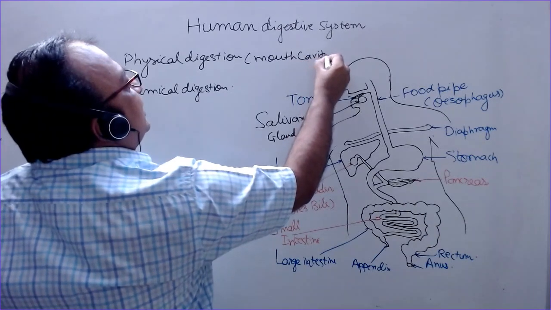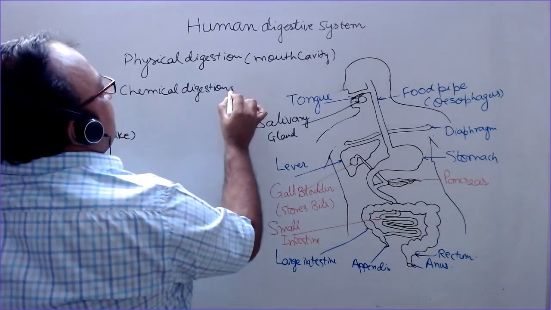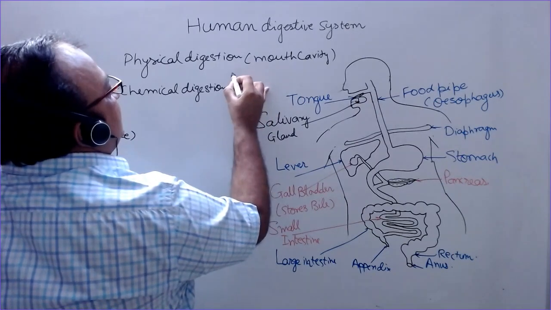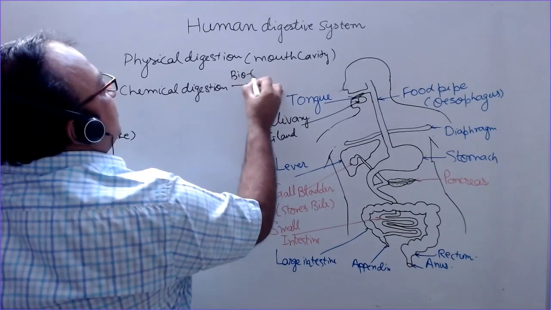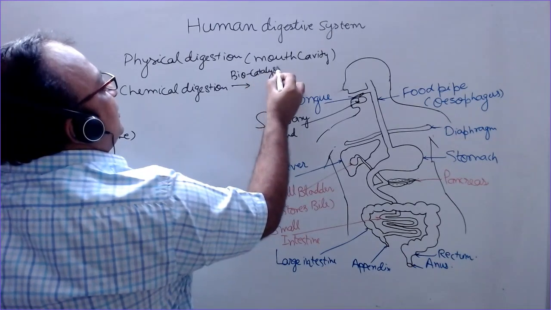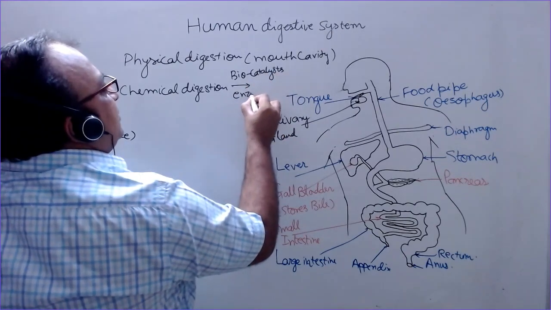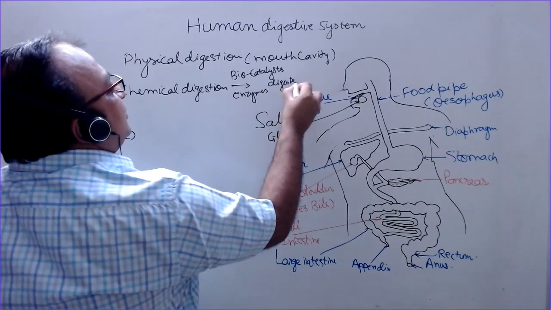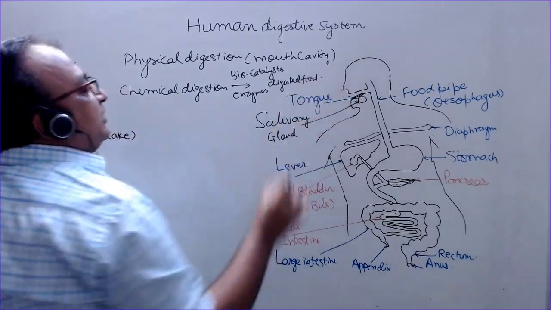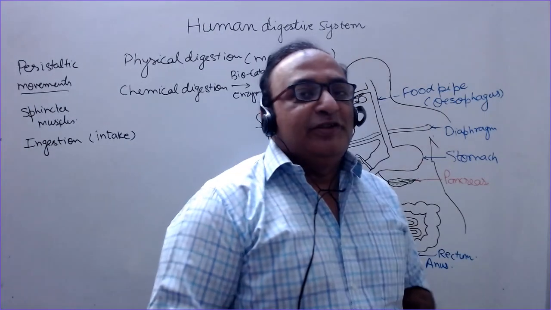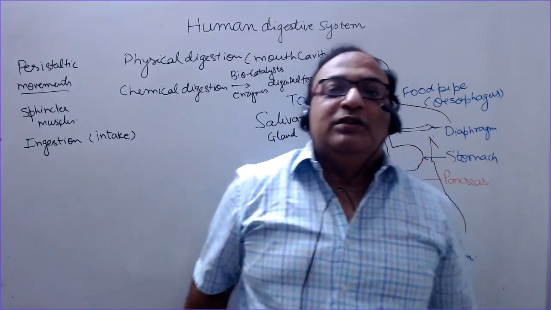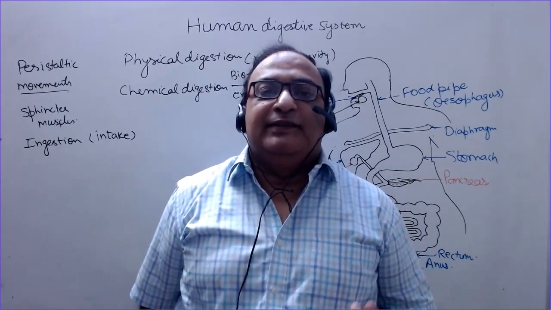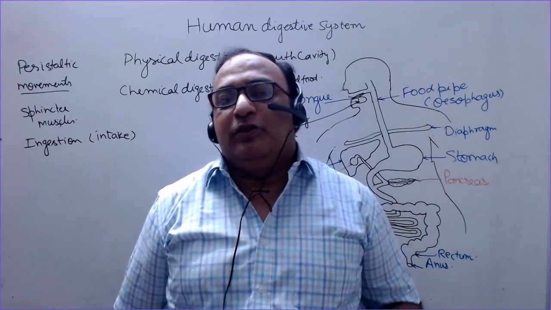As far as the next stage is concerned, chemical digestion, this is the digestion of the food with the help of enzymes. They are working as biocatalysts, and this results in digested food. So what is a catalyst? A catalyst is a substance which changes the rate of the reaction. So food is digested at a faster rate when the enzymes are present, without which it will not be possible.